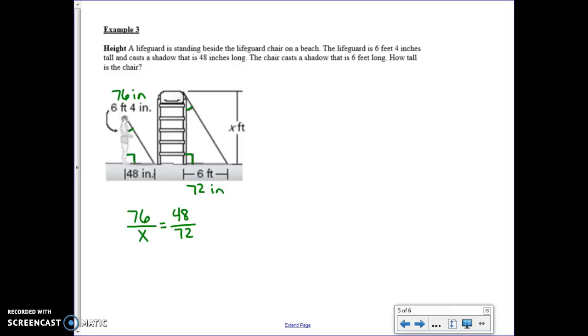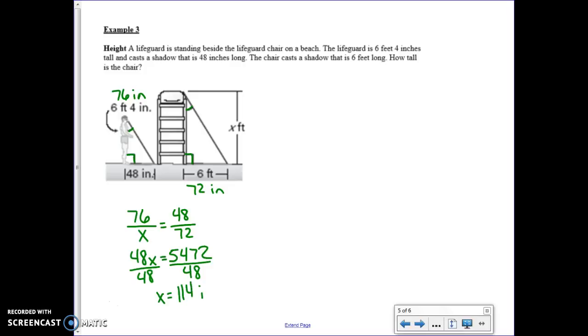So when I cross multiply, I get 48 times X equals, and I have 76 times 72. So 76 times 72 is 5,472. I'm going to divide both sides by 48. So then x equals 5,472 divided by 48 is 114.